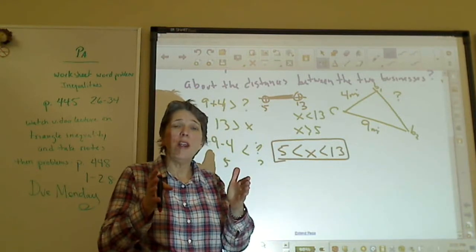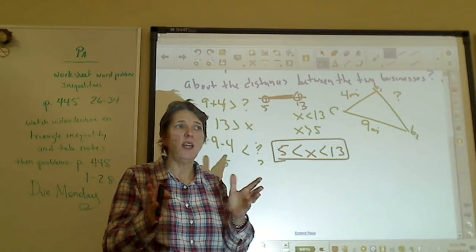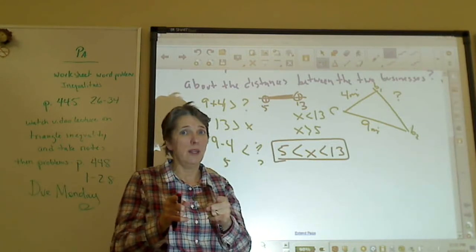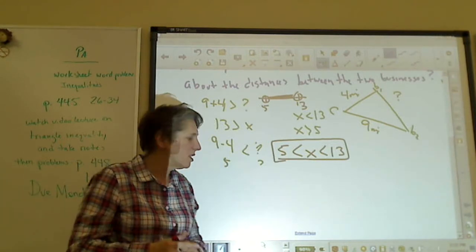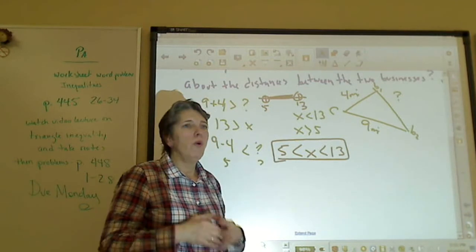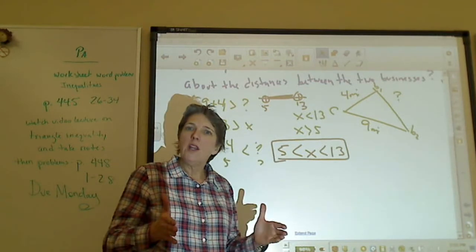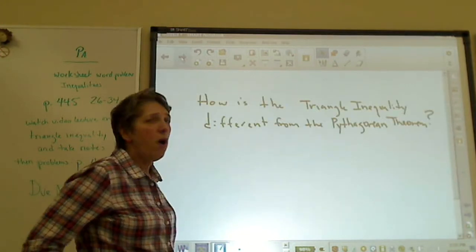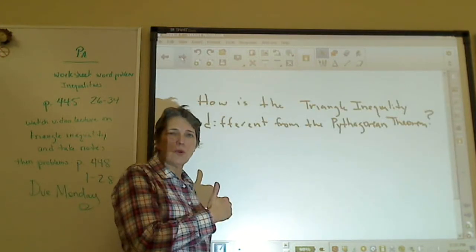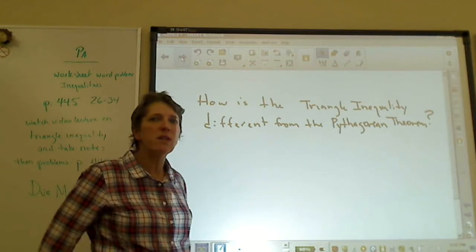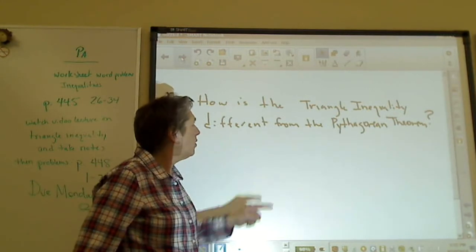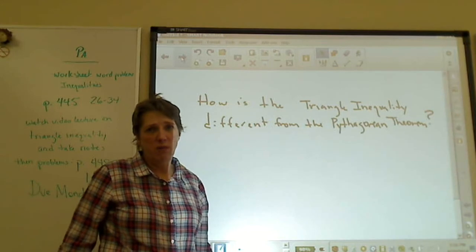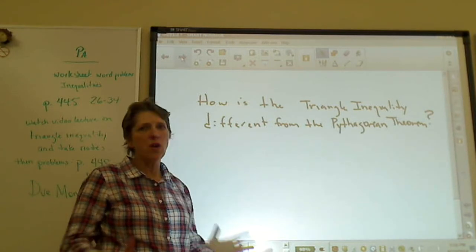That's defining your range of numbers between 5 and 13, and any of those numbers could be the distance of the two businesses. We don't know. We only can come up with the range of numbers of the distances it could be. So now what I want you to do is pause the video and jot down the two main differences of how the triangle inequality is different from the Pythagorean theorem. Pause the video and then turn it back on when you're ready.